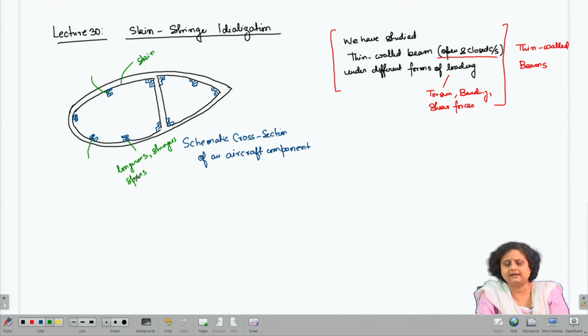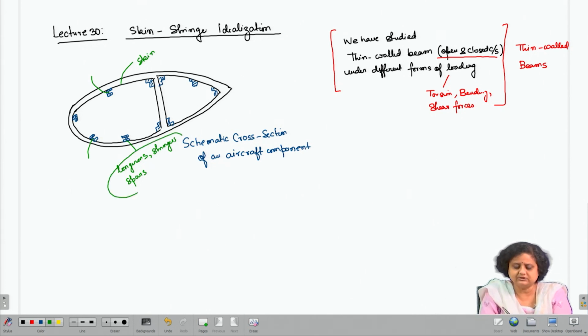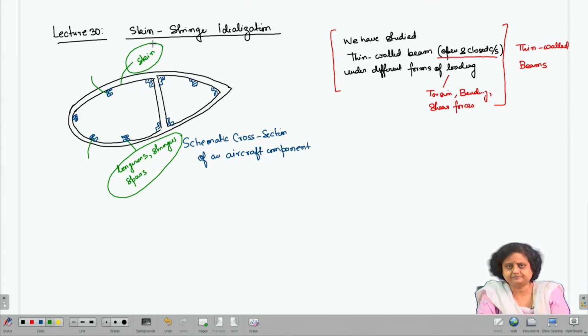Apart from the skin and the longitudinal members, there are transverse members which are ribs and bulkheads, which usually are used to maintain the shape of the component as well as to withstand certain cutouts, certain concentrated loads, etc. So, the primary stresses are carried or withstood mostly by these longitudinal members, which are stringers, spars and longerons, and the shear stresses are mostly withstood or taken by the skin.